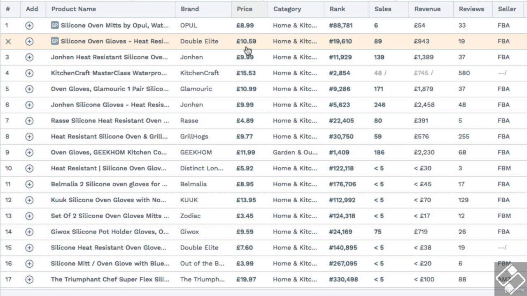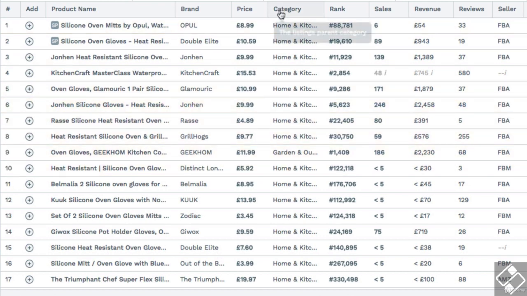Then you can see the price. The price is all important. We are obviously looking for products to sell that are over $20, between $20 and $50, and a maximum of $150. Here we have $8.99, £10.59, $15.53. This isn't really on price point for what we're looking for, because after the fees and the shipping and everything else, we're not going to be making a huge amount of money here.